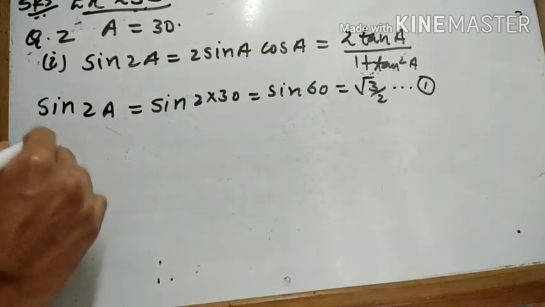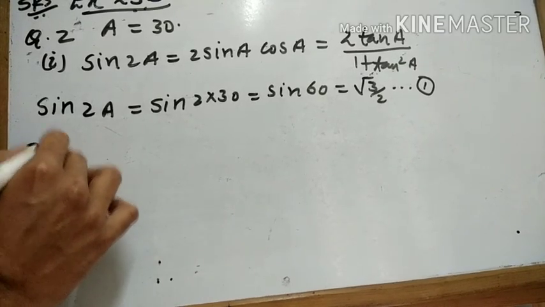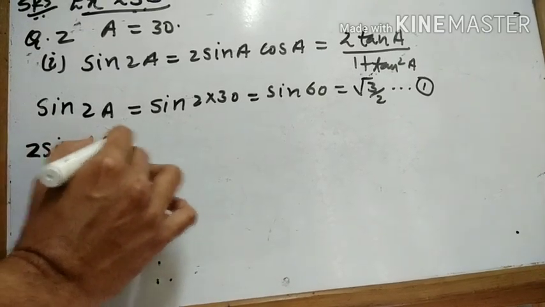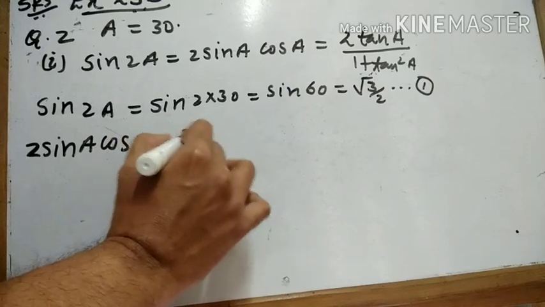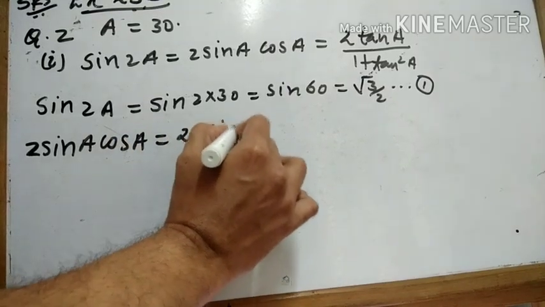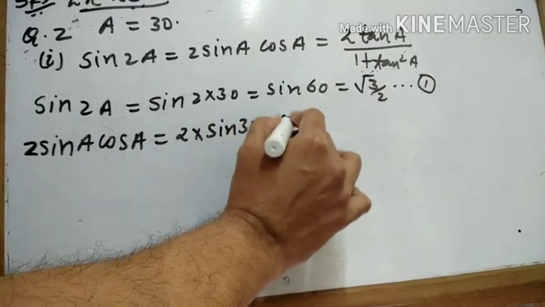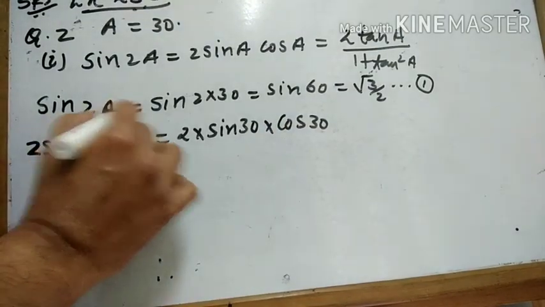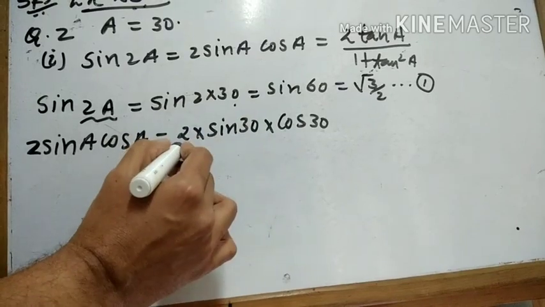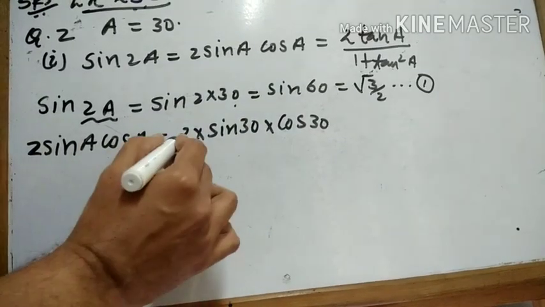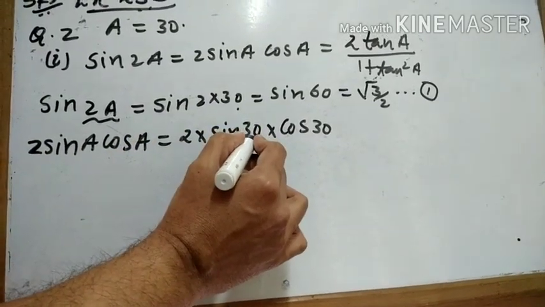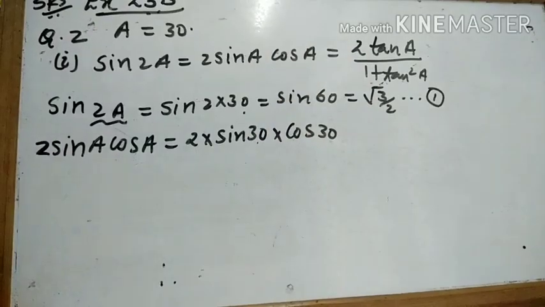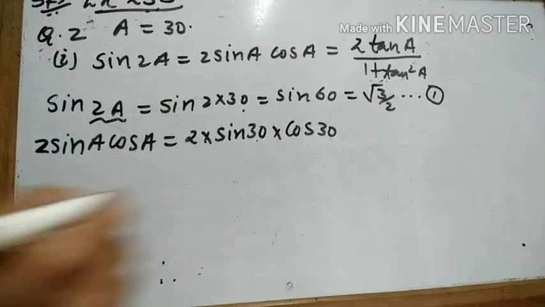Second part is given to us as 2 sine a into cos a, that is 2 into sine of 30 degree into cos of 30 degree. Again, understand this very well. This is 2a, that is 2 into 30, but here this 2 is preceding the sine. So this 2 will not be multiplying to this 30 nor to that 30. Fine, so 2 is an independent number over here.